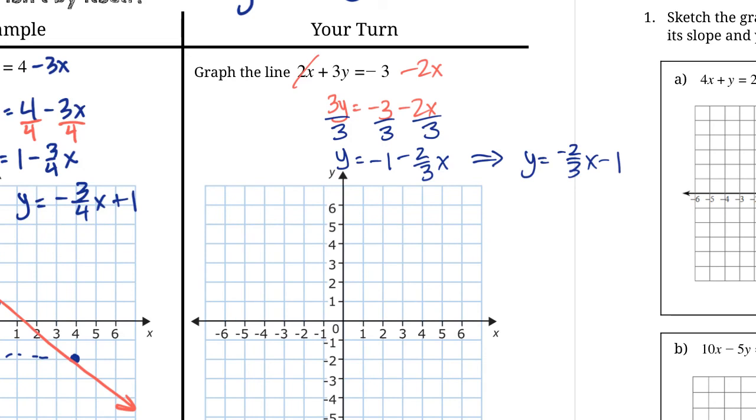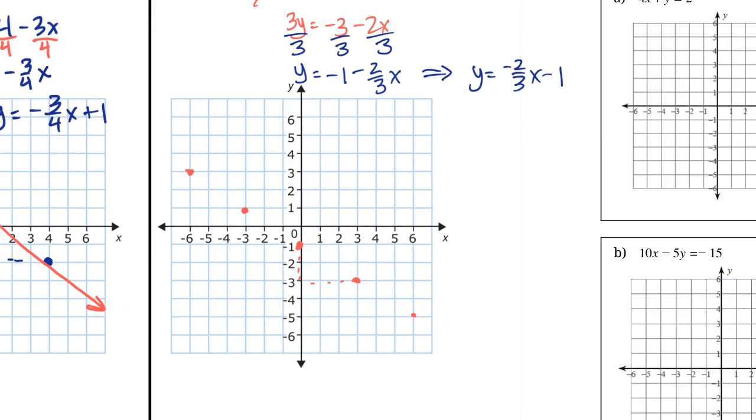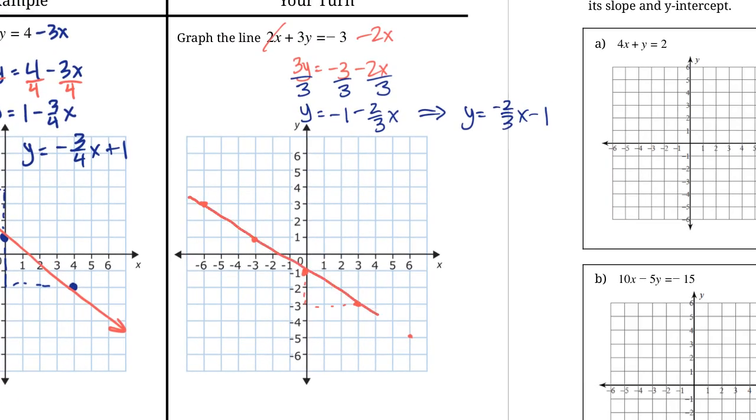So when we rearrange this one, we should end up with this: negative 2/3 x minus 1, right? We had to divide everything by 3 in order to make it work out. And negative 3 divided by 3 is just negative 1. So now to graph it, hopefully you did this already, but we start at negative 1, right? And we are going to go down 2, right 3, down 2, right 3. And if we go the other way, up 2, left 3, up 2, left 3. There we go. We have our line that looks something like that.